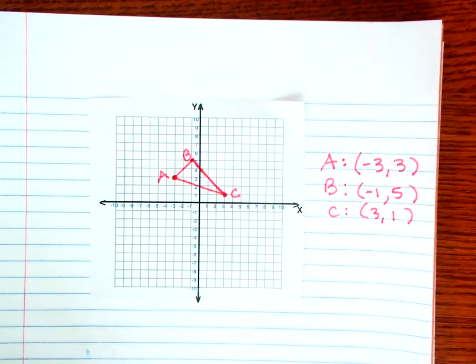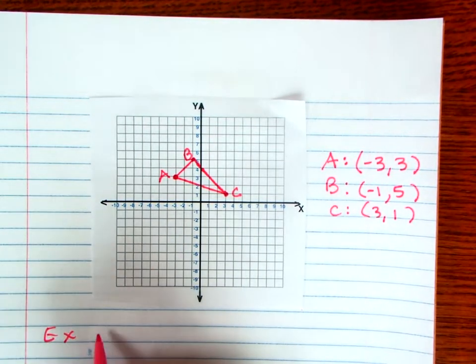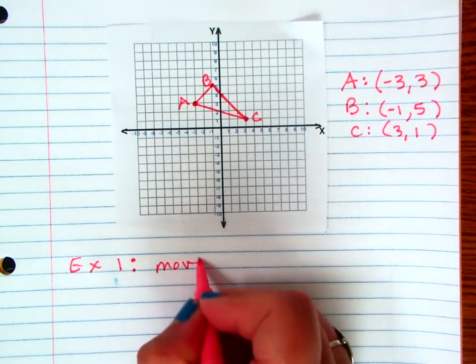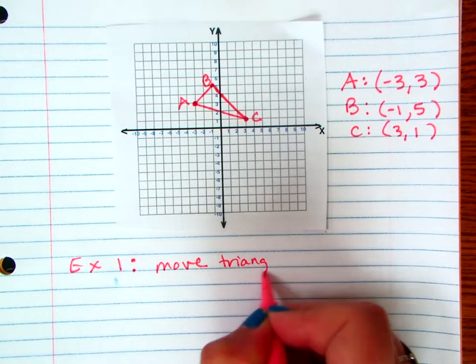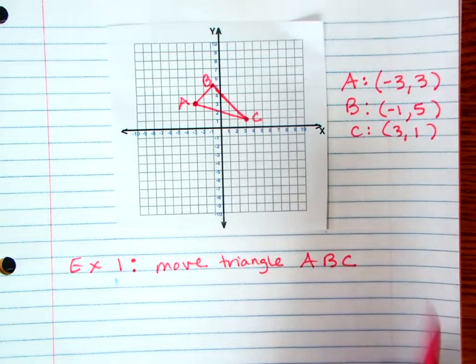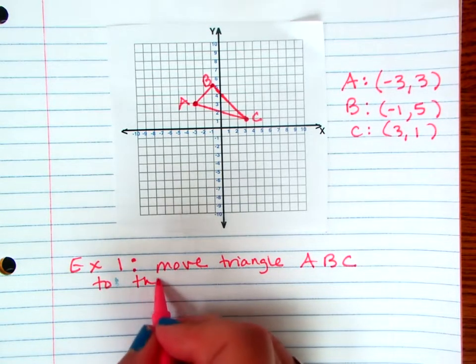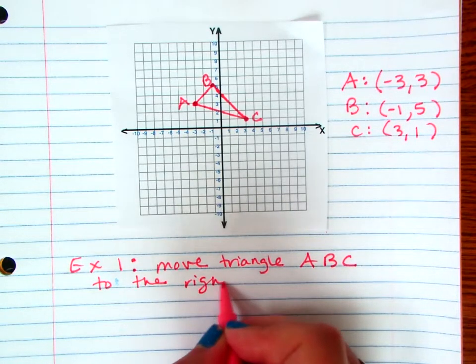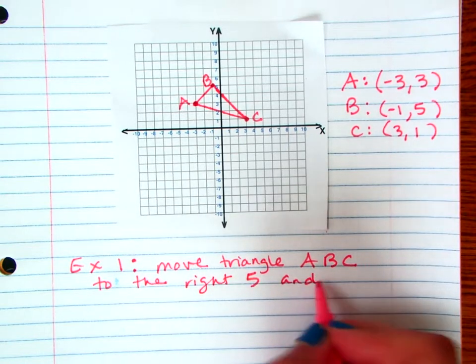Okay, so now the actual example is we're going to move triangle ABC to the right 5 and down 2.